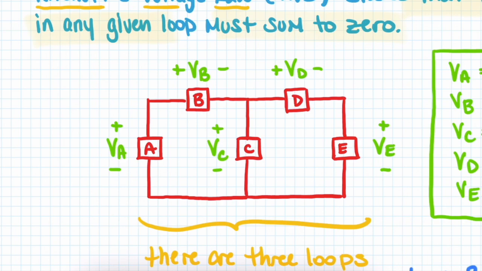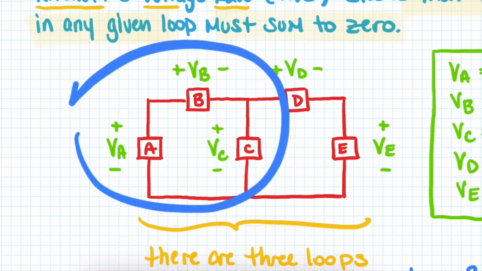Let's say our current is flowing like this. For VA, it sees plus, then minus. To make the polarity of VC match, it would have to see plus, then minus. And VB would be plus, then minus. However, that's not the case. And so what we can see here is that if this polarity is assumed to be positive, then these two polarities are assumed to be negative.